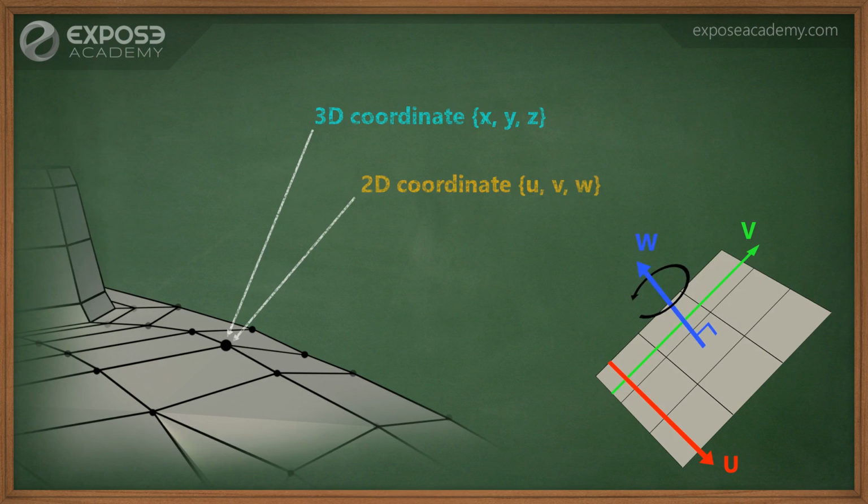We actually have a w-axis also, which is perpendicular to the u and v plane. But generally, we only use the w-axis later for rotational axis. That is if you need to rotate the texture. At this point, we really only care about u and v coordinates when unwrapping.